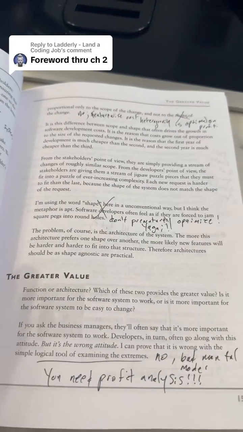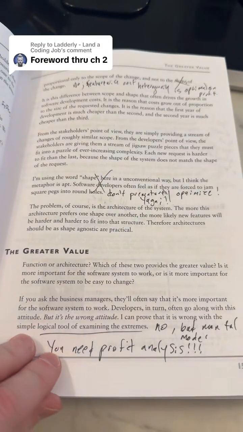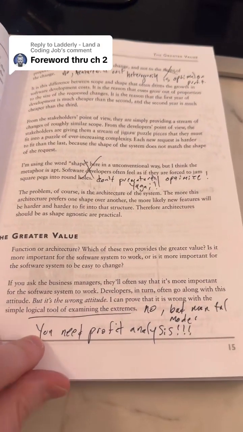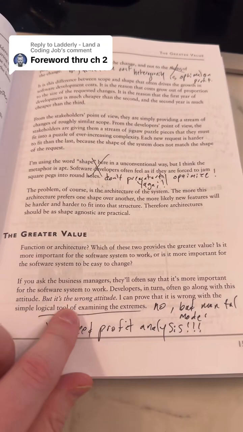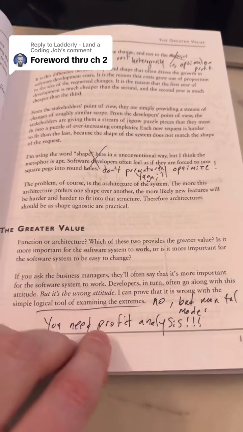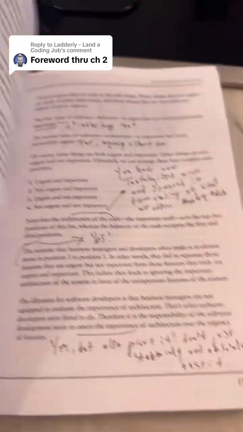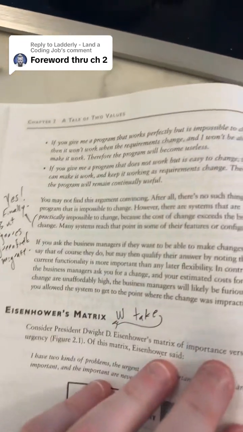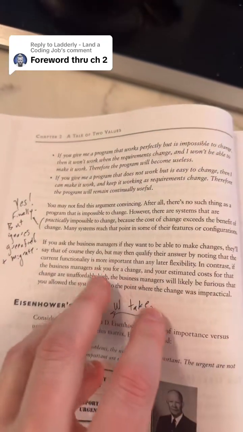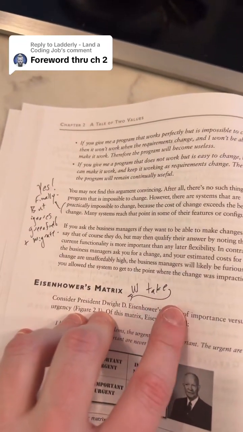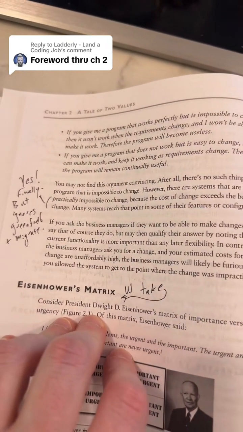He says that there are these two values, behavior and architecture, and he's going to argue that architecture is the more important value. His argument here is based on logical examination of extremes. The entire examination here is flawed, and you need profit analysis, which he misses. So this entire take is wrong. It's not the case that architecture is more important than enabling behavior for your stakeholders.